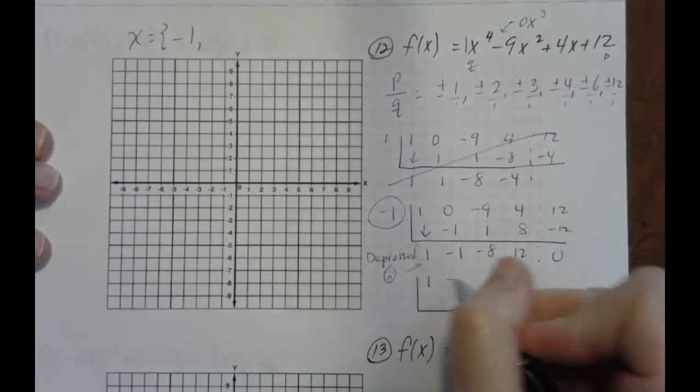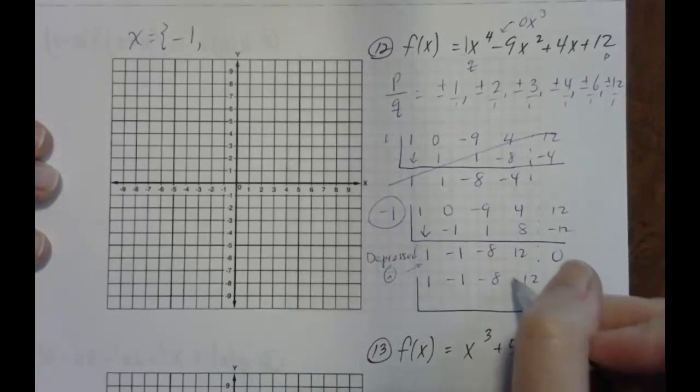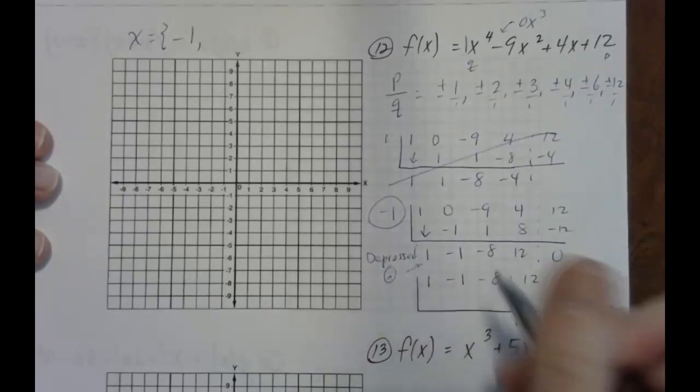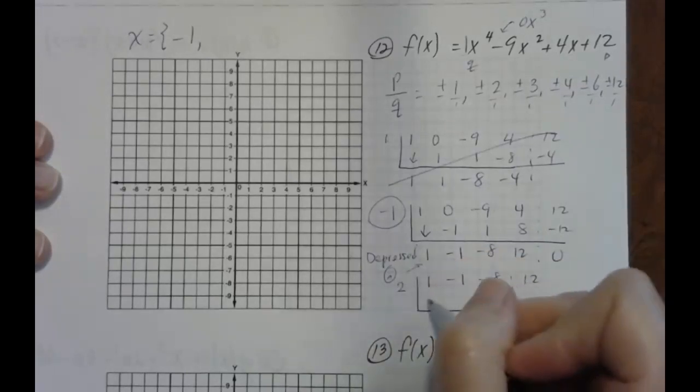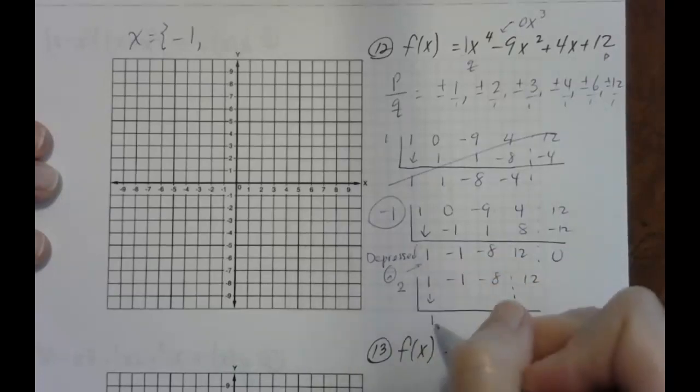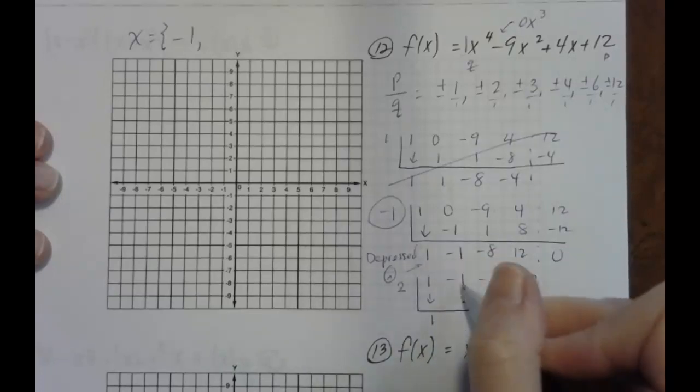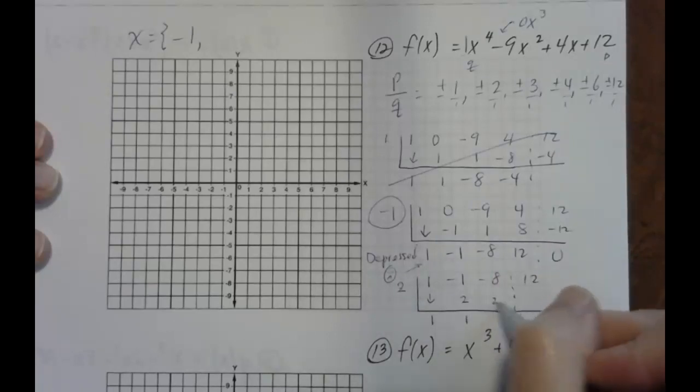All you got to do is bring those numbers down. I really didn't even need to rewrite them. That's okay, though. So, and let's go by 2 this time. So 2 times 1 is 2. That is 1. 2 times 1 is 2. And -8 plus 2 is -6.